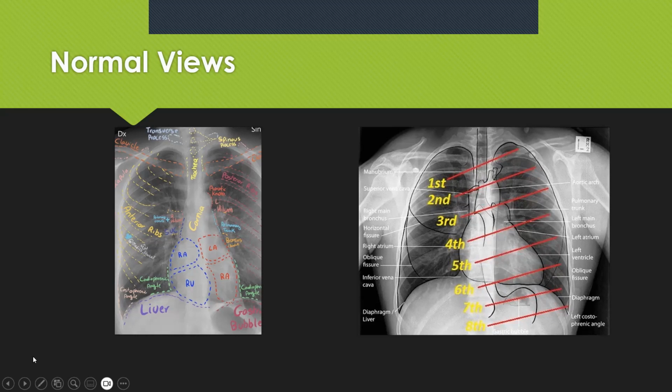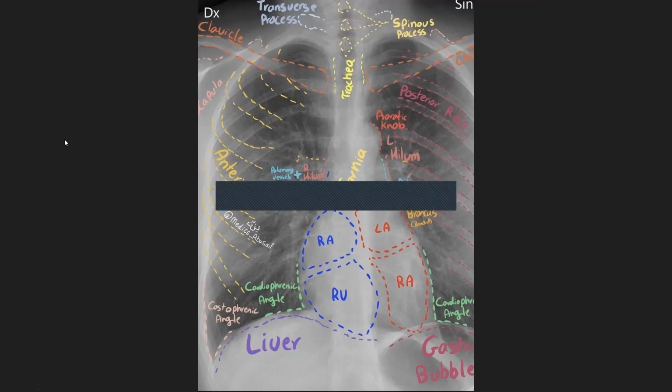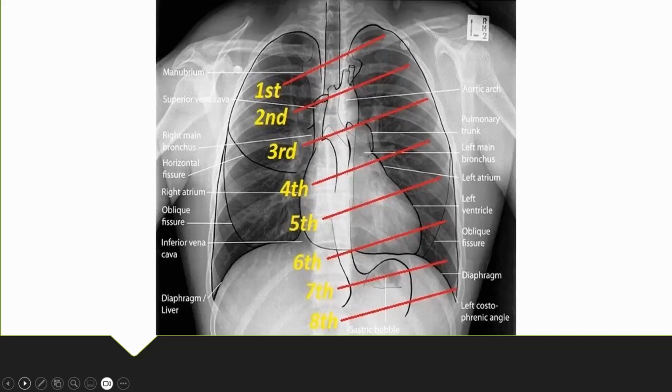Now what I'm going to do for these two is put them on the group as well. Let me just hide this here. You can either take a screenshot of this now if you want, and keep it on your device, or alternatively, I am going to put it up on the group so that you can just keep it on your phone. These give you all the major landmarks that are present on a normal chest x-ray.